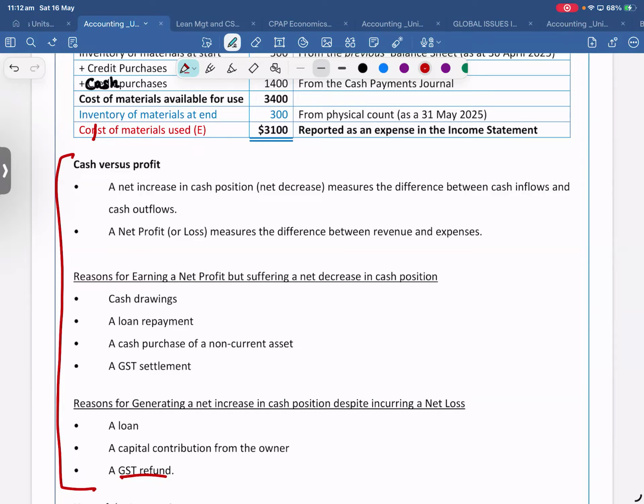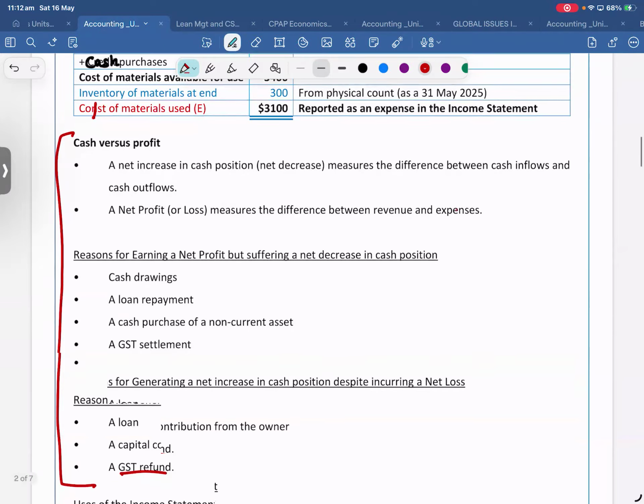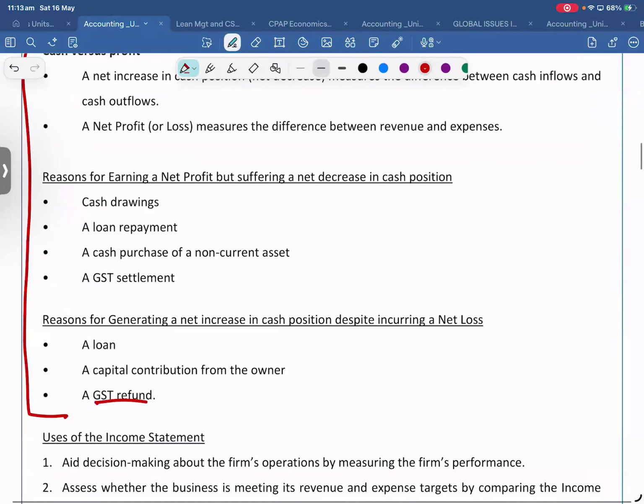Okay, so like that. Yeah, that is the example: the credit fees and cash receipts from accounts receivable. The item is credit fees, which affects the revenues. But what is the corresponding item affecting the cash? When the accounts receivable pay us in cash. So those are the two items. Then these are the reasons for earning net profit but suffering a net decrease in cash position, like in our question.